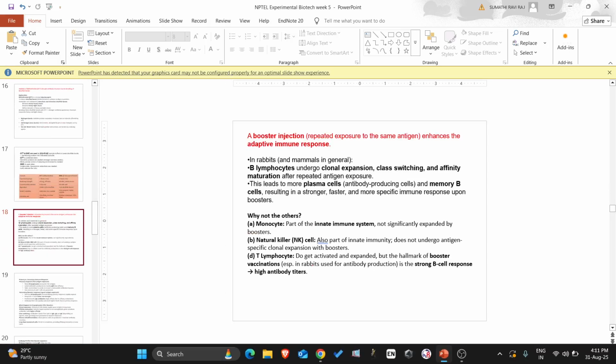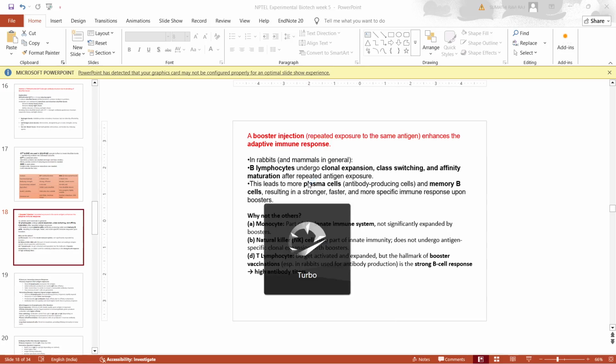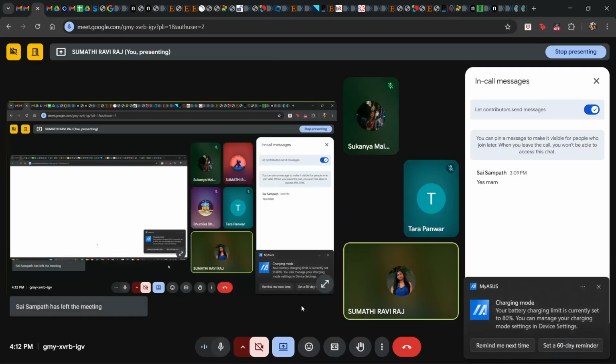I think I need a charger. So, excuse me, I'll just get my charger. Yeah, hope I'm still connected.